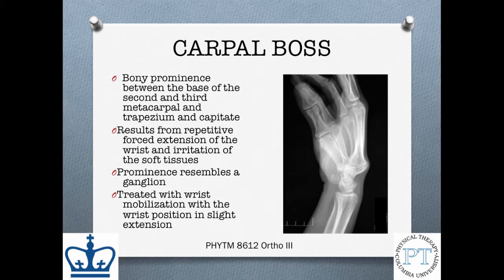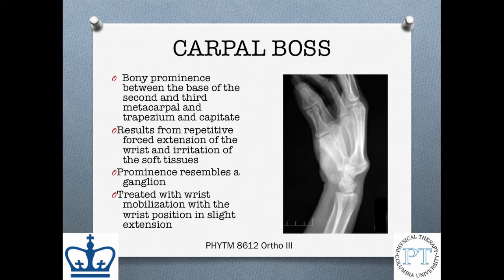Carpal boss is actually a bony overgrowth or a lump on the back of the wrist, and it's typically at the base of the second and third metacarpal bones where they meet up with the carpal bones. The patient notes that there's like a firm, immovable bump on the back of the wrist or hand. Sometimes it initially resembles a ganglion, but a ganglion is a cyst that is soft and movable, whereas this carpal boss is not.